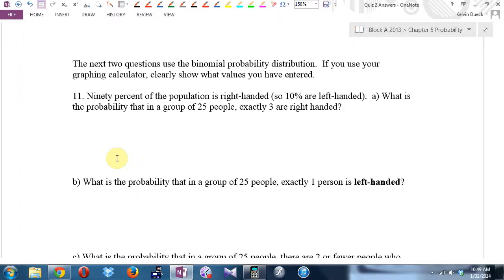So how do we do this one? Well, we can either use our formula, which was from 25 people, choose 3.